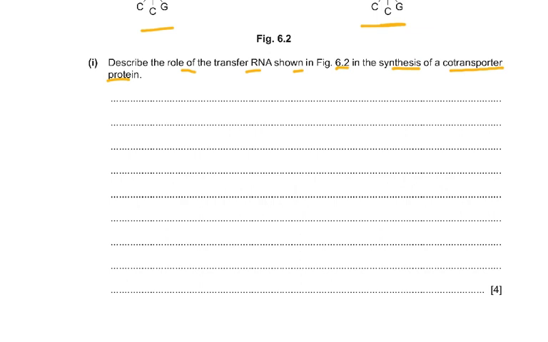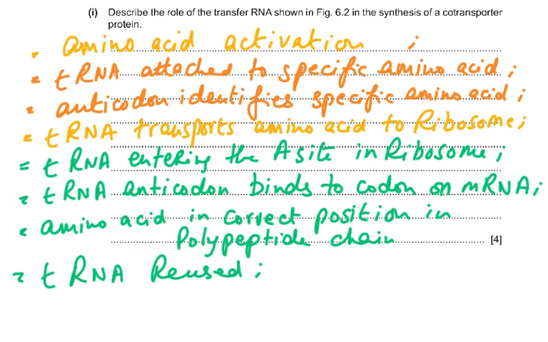Then the specific amino acid is in the correct position in the polypeptide chain. Then the tRNA is recycled or reused. And if you talk about the amino acid tRNA synthetase, which is responsible for the activation of amino acids, these wordings have to be learned by you all, and you need to memorize these. Some of you are very good, but some of you need to really build up this vocabulary for the biological English. So, the first point is amino acid activation.